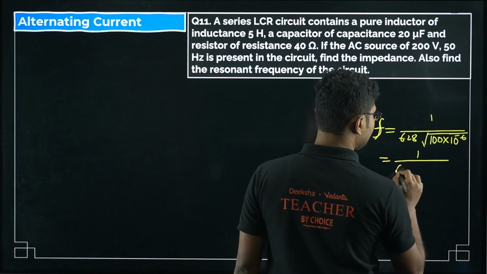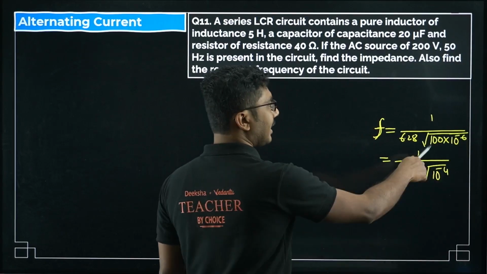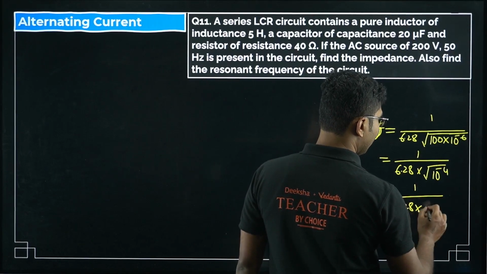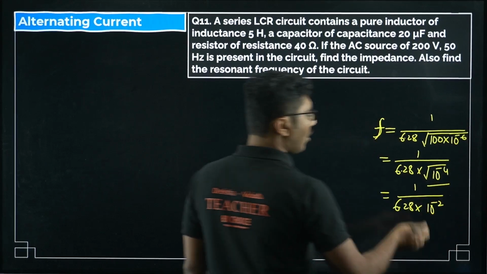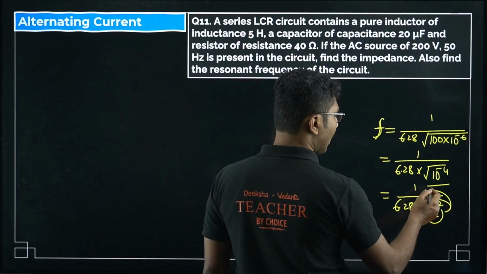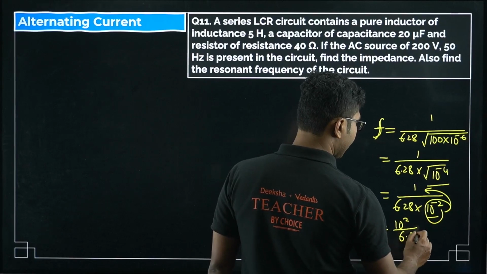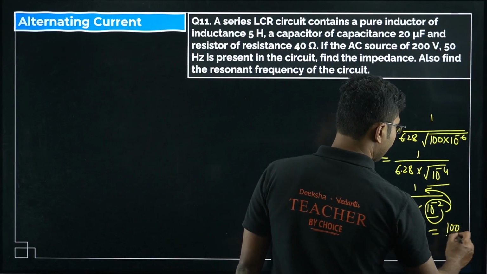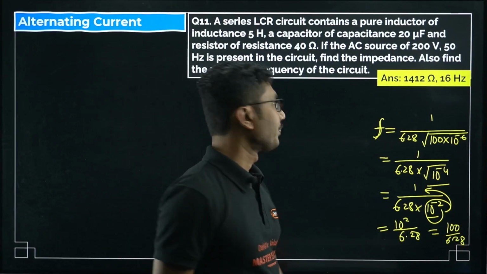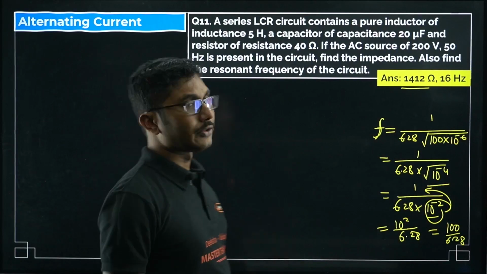That is 1 by 6.28 into 10 to the power of minus 4, right? 100 into 10 to the minus 6, so that will be 1 by 6.28 into square root of 10 to the power of minus 4. The square root of 10 to the minus 4 will always be half of the exponent, so 10 to the minus 2. Now minus 2 will go up, since a minus power never stays below, so it will be 100 divided by 6.28, which is closely the same as 16 Hertz. So the resultant impedance is 1412 ohm and the frequency is 16 Hertz.